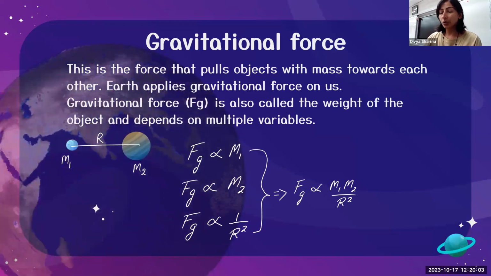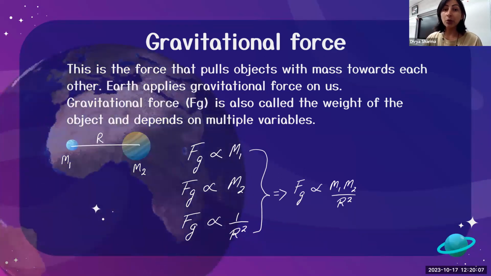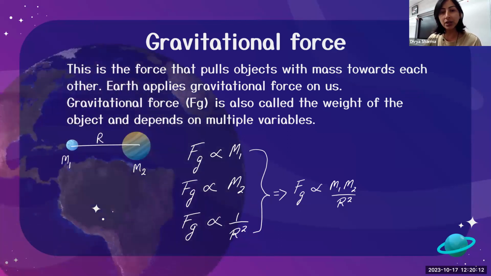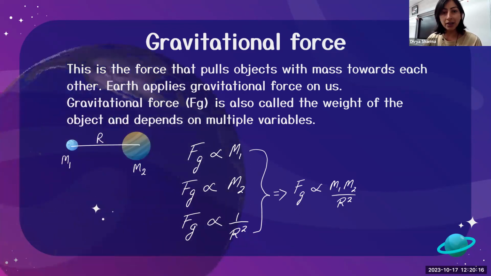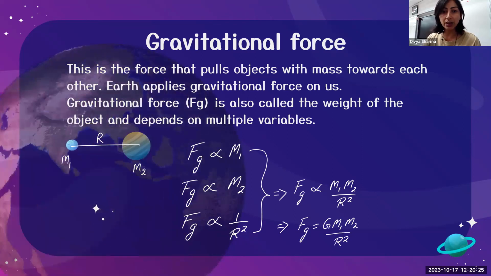Okay, so if I combine those proportional relations into one, I will get gravitational force is directly proportional to m1 m2 over r squared. If we convert that into an equation, we would have to introduce a proportionality constant. In this case, we have uppercase G as the proportionality constant.